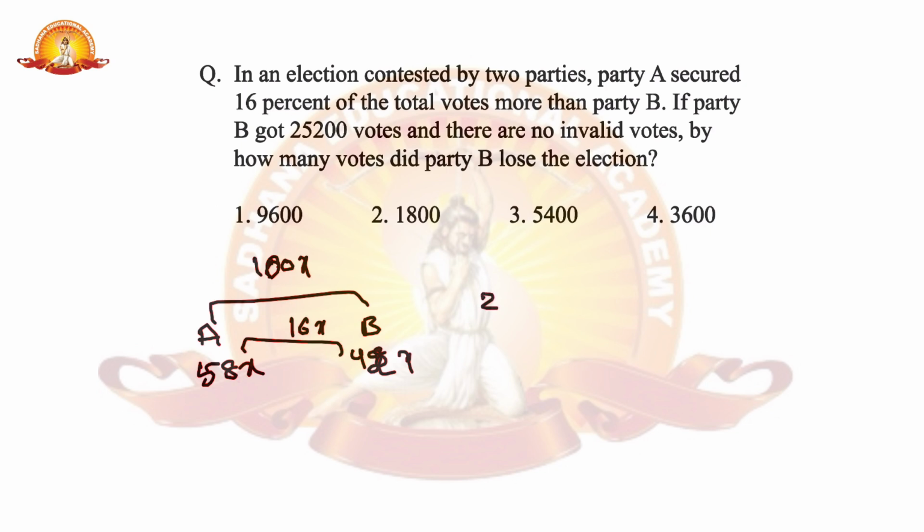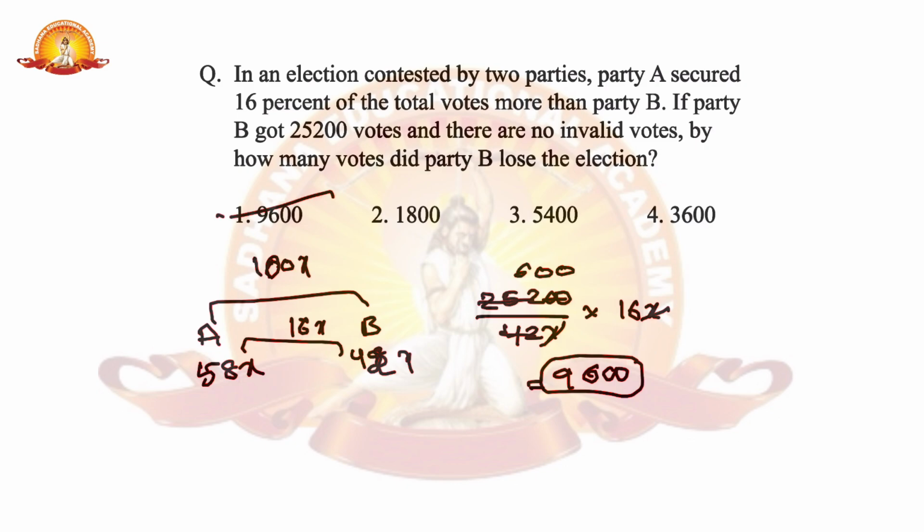So 25,200 is B votes, which is 42x value. I have to find the difference. Difference is 16x, how much? Therefore, x, x cancel. 42 cancel here. 600 times. 600 into 16, 9600 is the answer. First option is the correct answer.